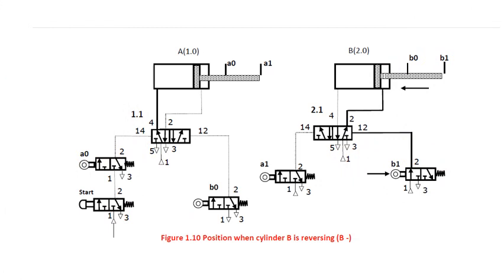So this is the initial condition. If the signal conflict did not happen, then B1 will give a signal first, right? That will give a signal to the rod end of cylinder B. Cylinder B will retract. When cylinder B retracts, B0 will generate a signal, so cylinder A also starts to retract back. This is how the air will flow from B0 to the memory valve to the cylinder.